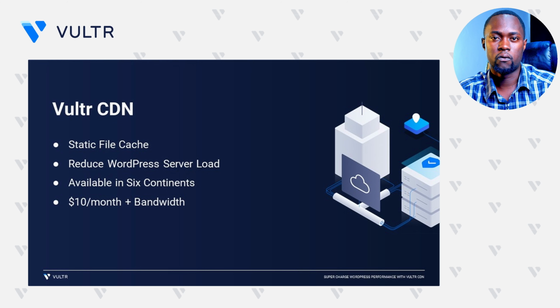It's available in 6 quadrants, and as a big plus, it's priced at only $10 a month, plus bandwidth costs that may differ depending on your WordPress site traffic that originates from these locations.